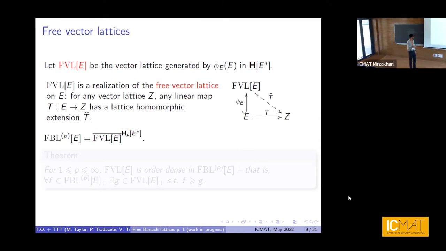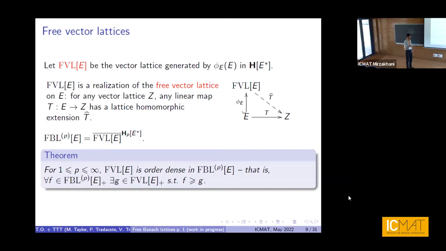From the definition, we know that the free p-convex Banach lattice is the norm closure of the free vector lattice. So we can actually say more. We can say that it is actually an order closure, in the sense that the free vector lattice is order dense in the free Banach lattice in the following sense, that for every positive function f in the free Banach lattice, there is a positive function g which is dominated by f. So the free vector lattice is somehow ubiquitous in the free Banach lattice.